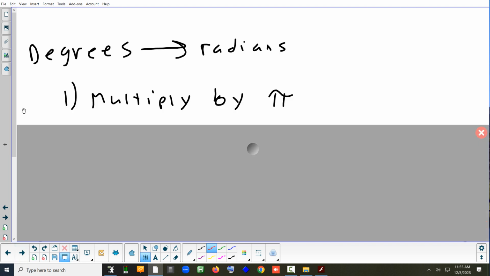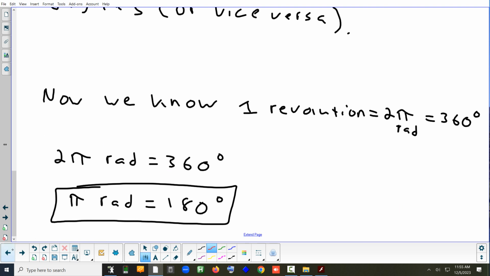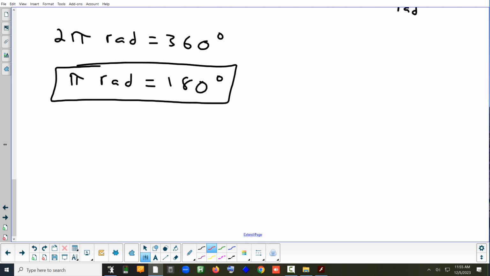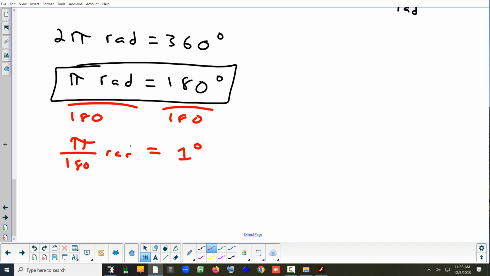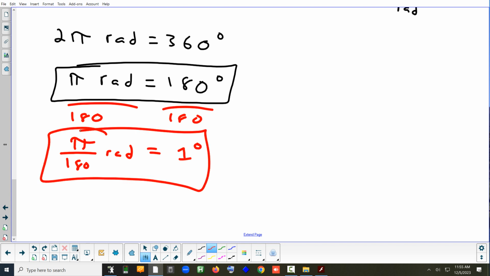Which side do I want to do first? Okay. Let's get a 1 on the right side. How would you get a 1 on the right side? Divide by 180. Not 180 degrees, not 180 radians, just the number 180. So here, what's 180 degrees divided by 180? 1 degree equals pi over 180 radians. So there's a formula that tells you exactly what 1 degree is equal to.